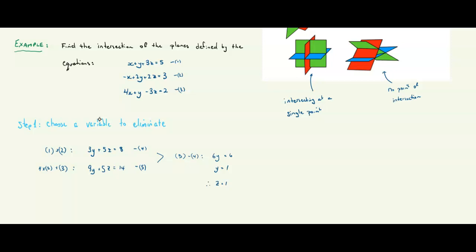And if y and z are both 1, I can go back up to equation 1, and I can say that x plus 1 plus 3 is equal to 5. So x plus 4 is 5, and therefore x is equal to 1. So therefore, I do have a unique point of intersection. And that is the point 1, 1, 1.